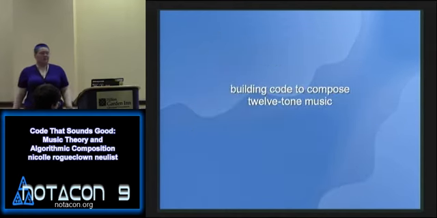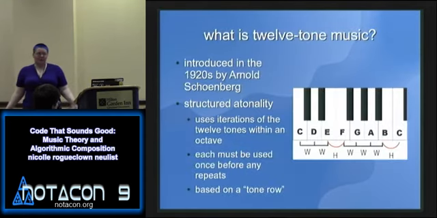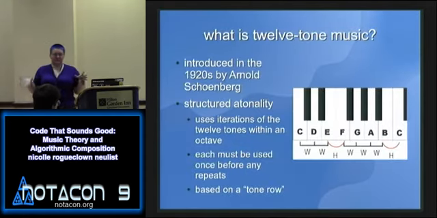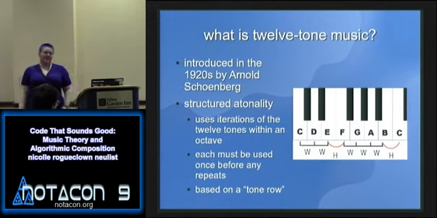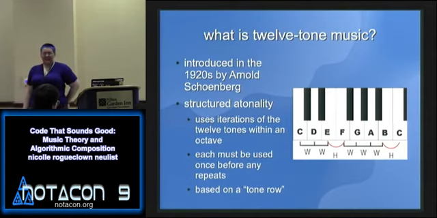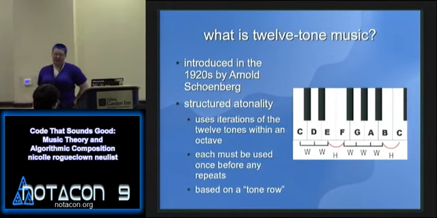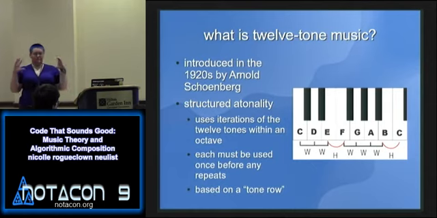As far as my example of turning a musical form into code, I'm going to use 12-tone music as my example. Now, what's 12-tone music? It's a modern style. It was introduced into the mainstream of musical knowledge, if you will, in the 1920s by a composer named Arthur Schoenberg. And it's not really going to have an idea of a key. It's structured atonality. It uses iterations of the 12 tones within an octave. Each tone must be used once before any tone repeats.